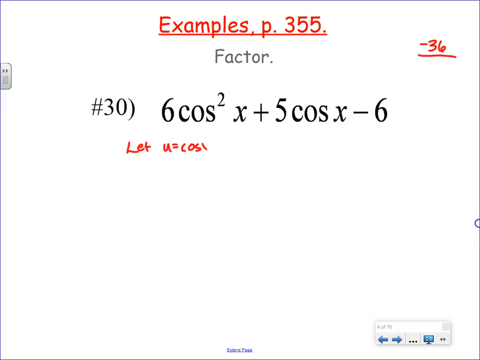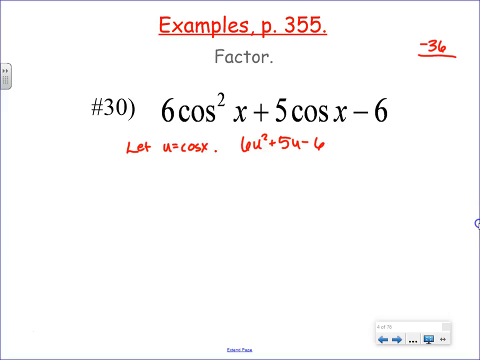We could let u equal cosine if we don't like the expression. We could write this as 6u squared plus 5u minus 6. We could ignore the cosine if you don't like it. But either way, whether you're looking at this or looking at that, you need to consider the factors of negative 36 that add to be 5. Whether you can do it with the cosine or whether you have to think about it without the cosine, you still got to factor. All right, cool kids, who found it already?